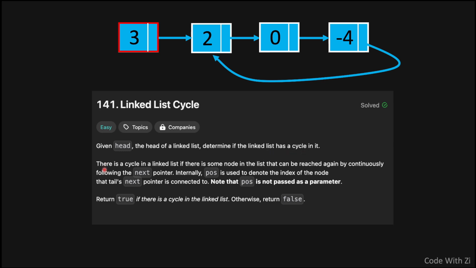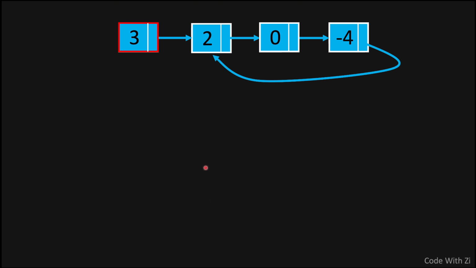And it just explains what a cycle is. But basically, as you can see, we go back to our linked list from the -4. So that's why it says there's a cycle in a linked list if there's some node in the list that can be reached again by continuously following the next pointer. And here it says return true if there is a cycle and false if there isn't one. Okay, let's see how we can solve this.